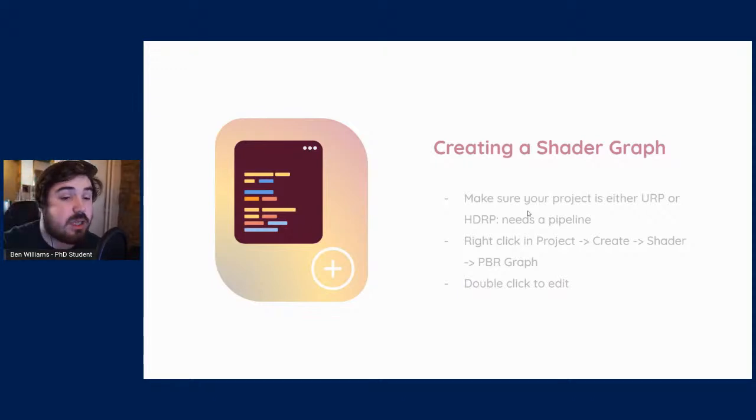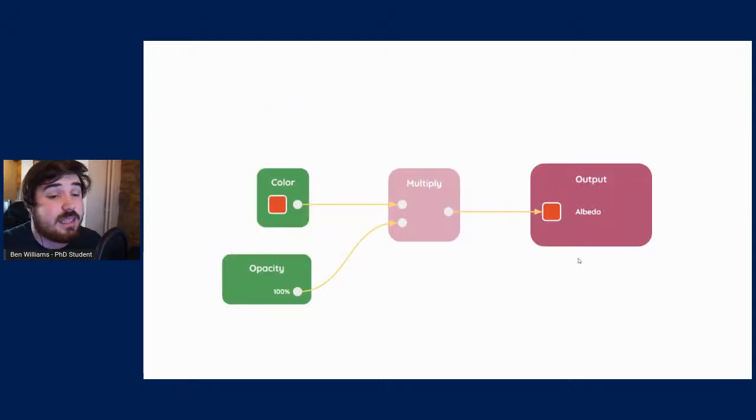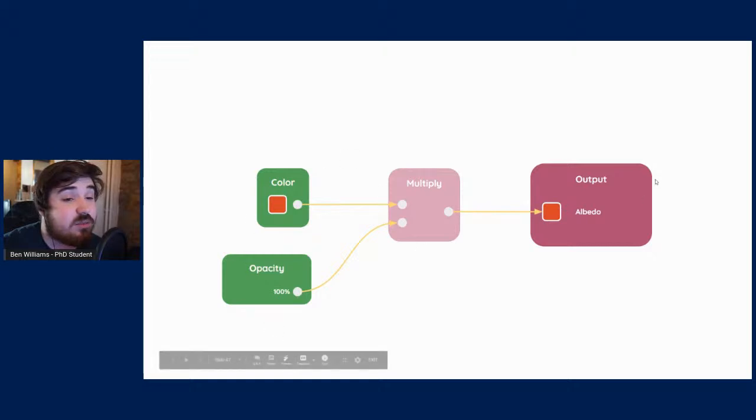Then what you want to do is right-click in the project window, go to Create, go to Shader, and click PBR Graph. PBR is physically based rendering, so a PBR graph. Then it will create a shader, and you can double-click that and you'll be able to edit it. I'll show this process when we get into the demo, but that's really how you create a shader graph. Now, this is what you kind of expect to see in a node-based editor. We have a bunch of nodes here, and we have some connections running between these nodes, and this defines our shader.